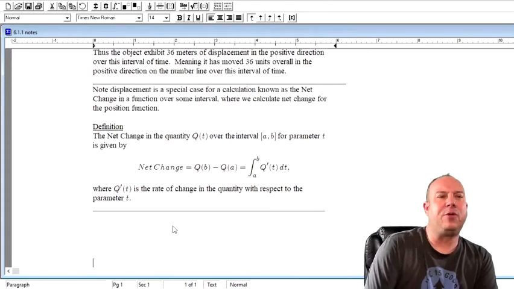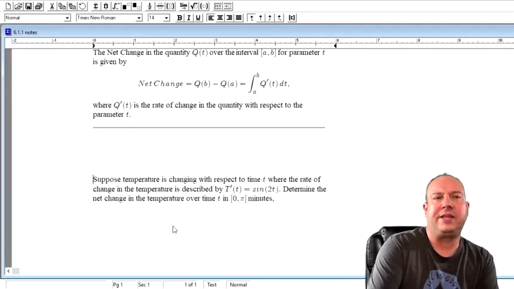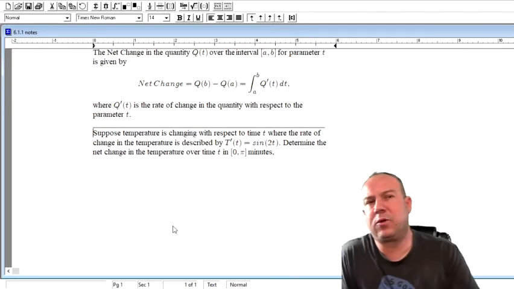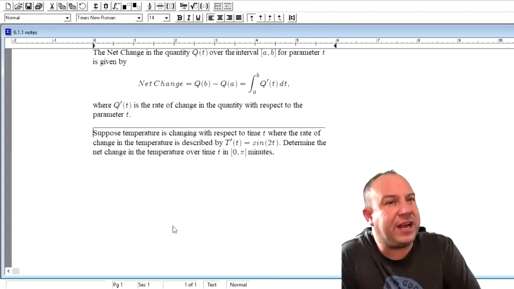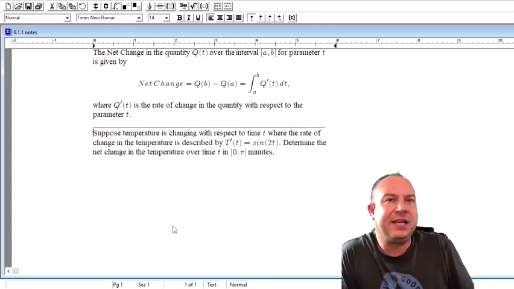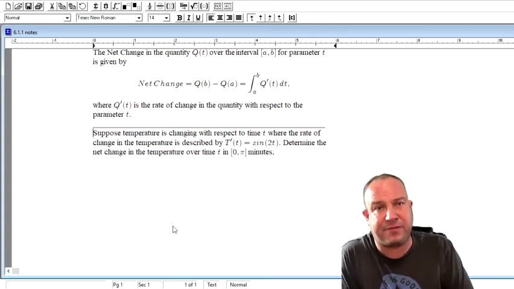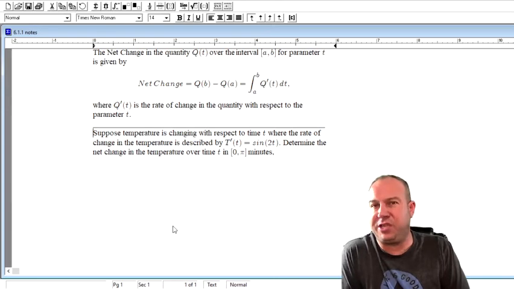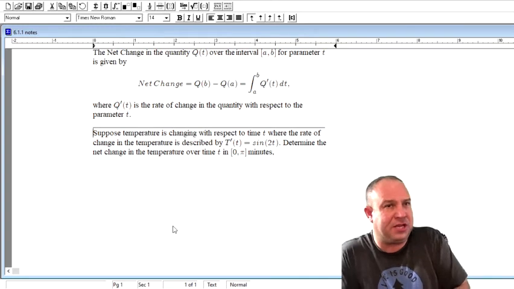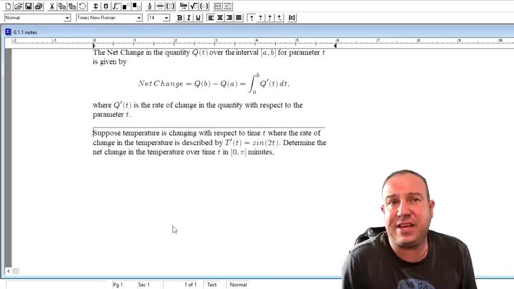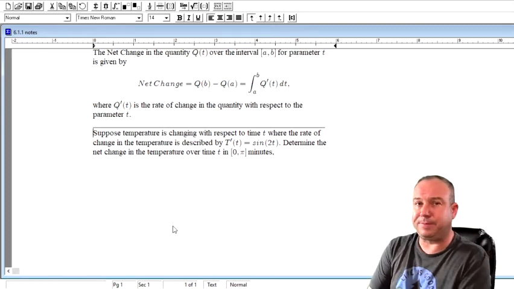I do work through a quick example of just net change, and I let our quantity in this case be temperature. Suppose temperature is changing with respect to time, where the rate of change in temperature is described by T prime of t, equal to sine of 2t. We're asked to determine the net change in the temperature over time t in this interval from 0 to pi.